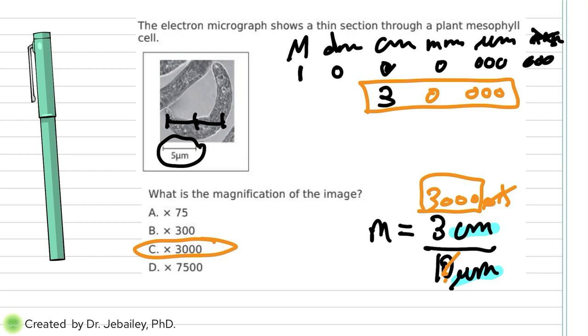The answer is C. So remember, whenever you have these micrographs, make sure you have a ruler to measure the image, and then use the scale to measure how many times you can put the scale in the drawing. This will be for the actual size, the other for the image, and you can find the magnification. So it's not that hard.